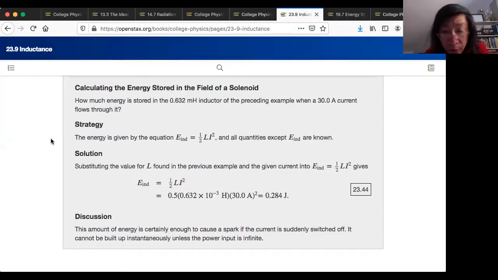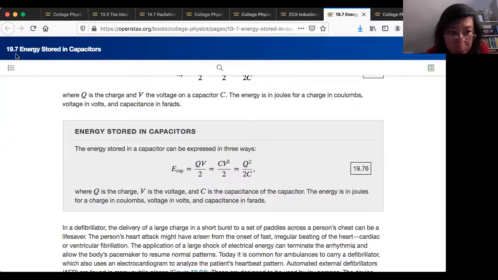Once again, we go back to the textbook here, which I think does a very good job of talking about the electromagnetic parts of things. We just finished in the previous lecture talking about inductance and the 1/2 Li squared. And just for reference, remember, if you go to 19.7, the energy stored in capacitors, that was from earlier in the semester, you have energy in capacitors, 1/2 CV squared. Same sort of concept.